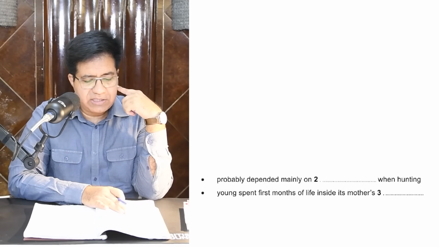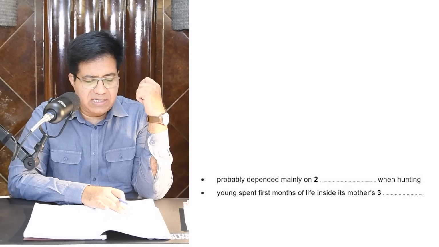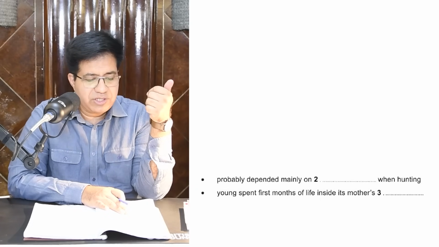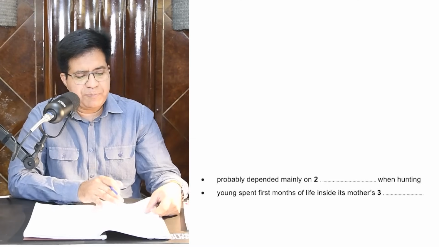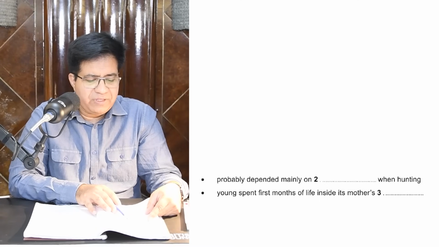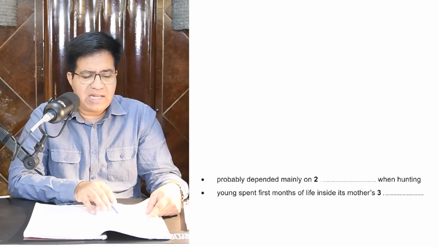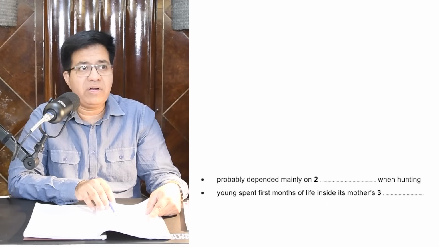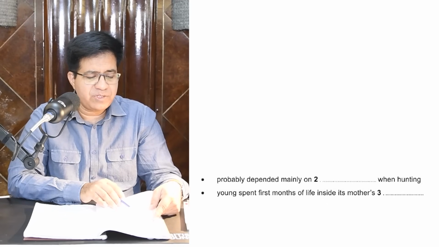All right, let's go on. We have question number 3. Young spent first months of life. Young means the young of thylacine, tiger. The young or the babies. Young spent first months of their life inside its mother's dash. Now it's going to be mother's part of body where it spent first months.